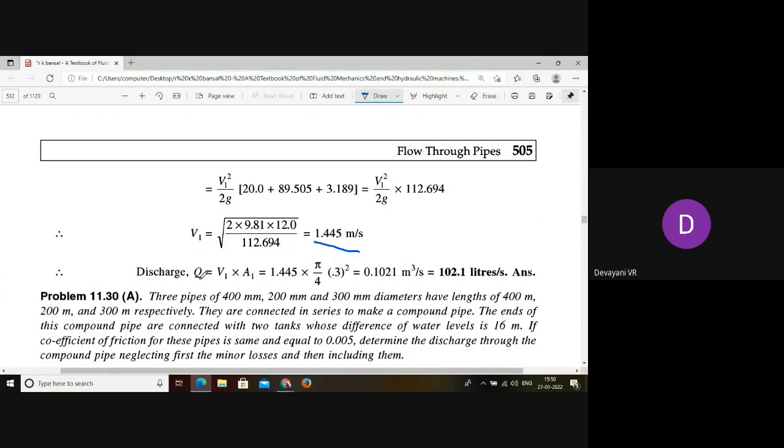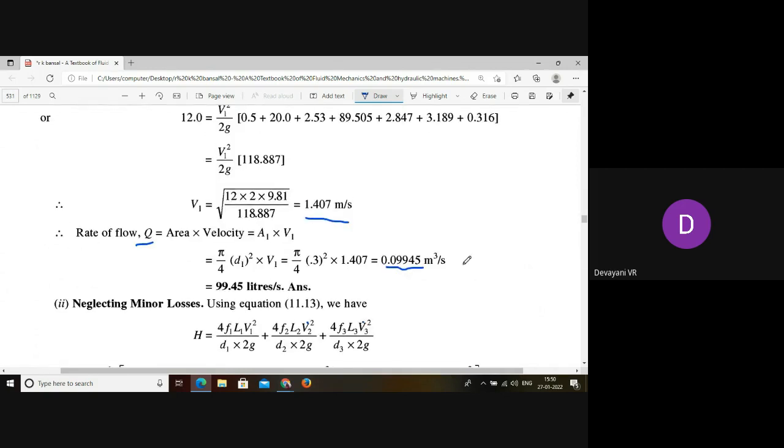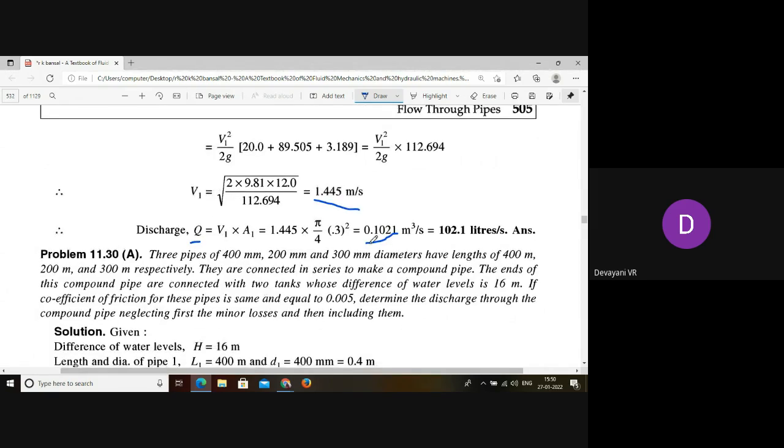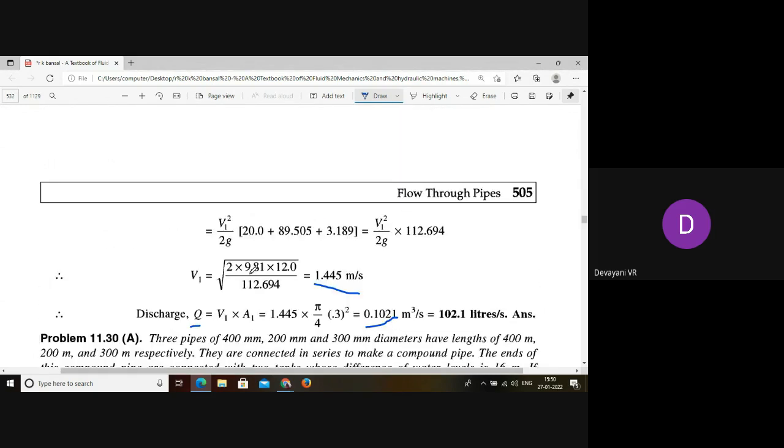minor losses the discharge will be Q equals to area into velocity and the value 0.1021 meter cube per second. So by considering the minor losses the discharge 0.099, and by neglecting the minor losses the discharge 0.1021, right? So there is some difference between both.